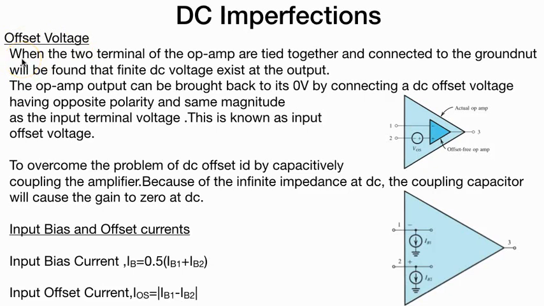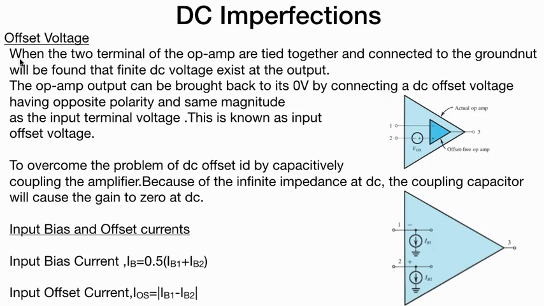When the two terminals of the op-amp are tied together and connected to the ground, what we find is that a finite DC voltage exists at the output. The op-amp output can be brought back to its zero voltage by connecting a DC voltage source having opposite polarity and the same magnitude as the input terminal voltage.